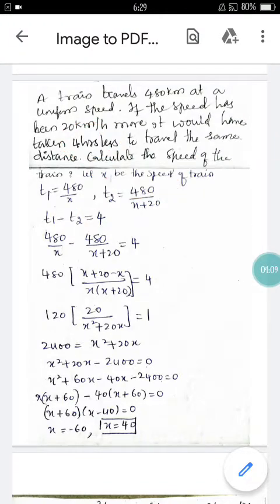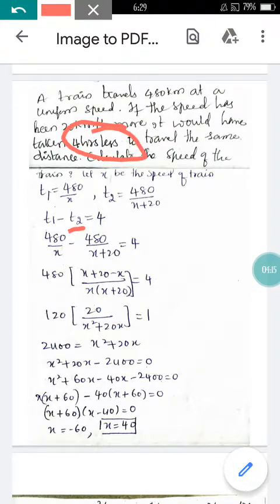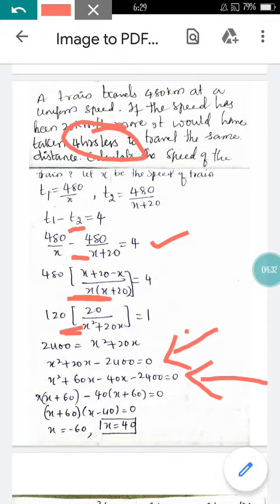So I have written the two values of time and they have given that the difference between the times must be equal to 4 hours. It means it is taking 4 hours less. So I have just subtracted here and I have equated to 4. Then I have just simplified the terms over here. Then I have got the quadratic equation here. You need to simplify the quadratic equation by factorization method.